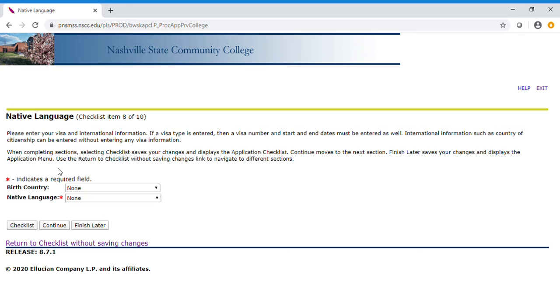So notice you don't have to answer the birth country question, but you will have to answer native language. Go ahead and toss in English. There's a very large list of languages. If it is not on here though, there is a selection called specified not listed. Hopefully you won't have to use that, but if you do, it's there for you.